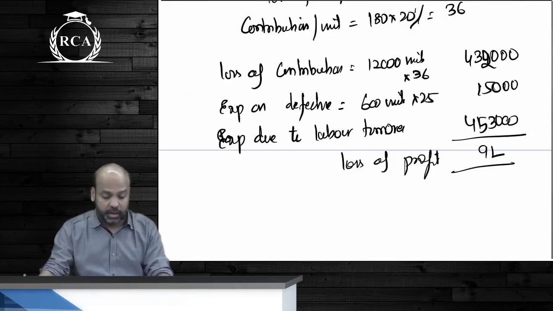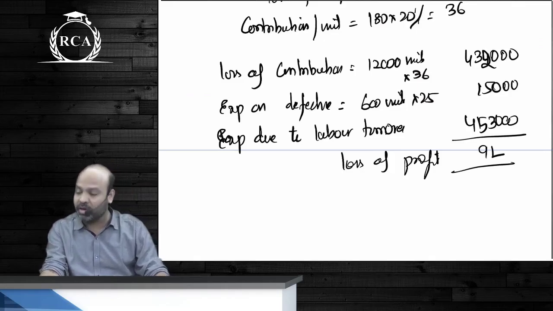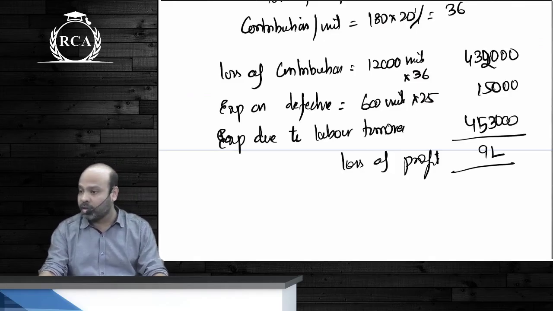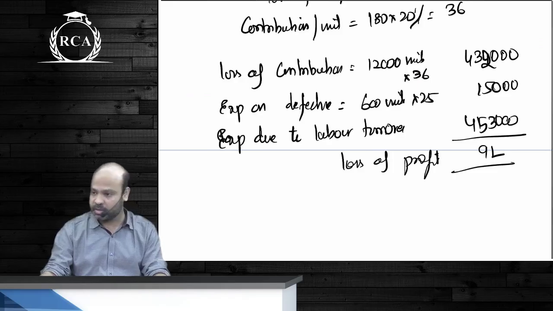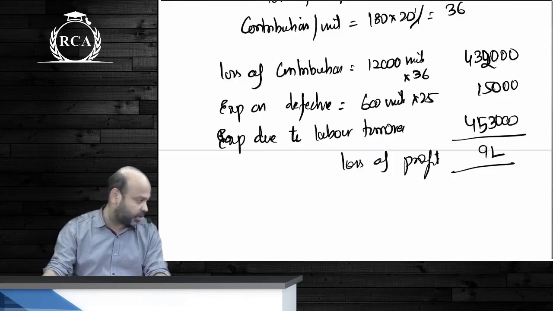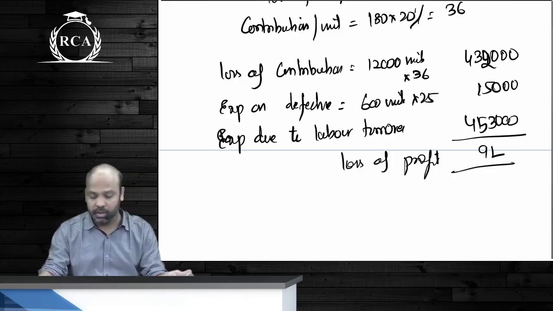Whoever is getting 8 lakh 13,000, you did not take those 2,000 units lost due to labor training. Plus, we did not consider expenditure on defectives. Did we not incur that 25 rupees per unit? That 25 will be an additional expenditure. That 25 multiplied by 600 units. समझ में आ रहा है नहीं आ रहा है?